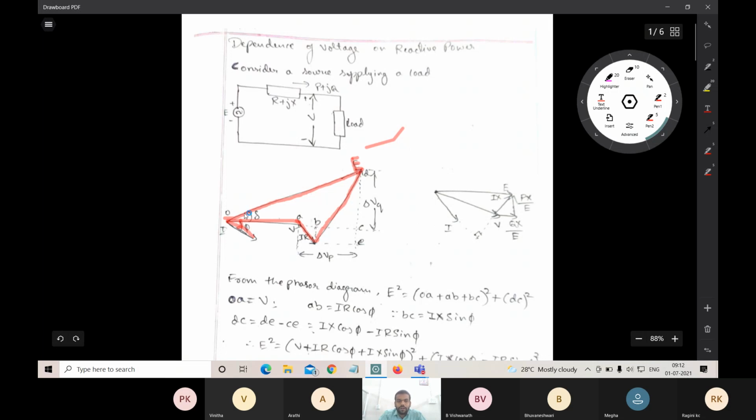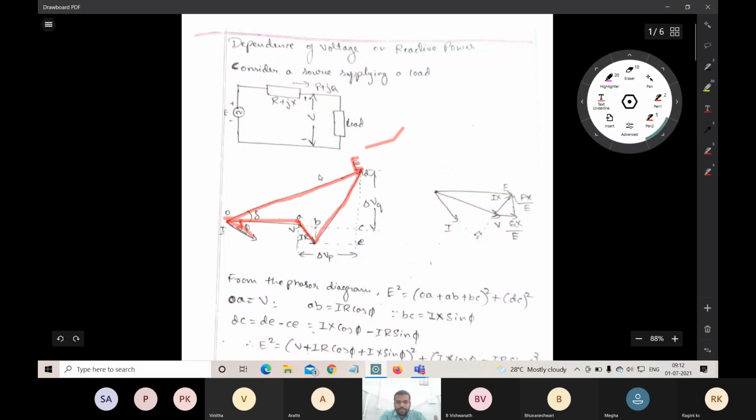Actually, we want to calculate this E, the supply voltage. How the supply voltage depends upon the reactive power: the reactive power is added with the load. So we have to calculate this line, this E. How do we calculate this E? We know the Pythagoras theorem: in any right angle triangle, the sum of the squares of the sides is equal to the square of the hypotenuse.